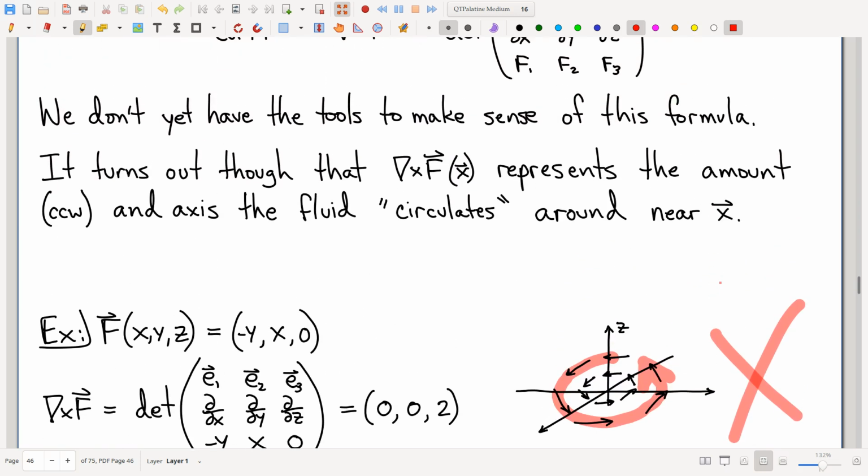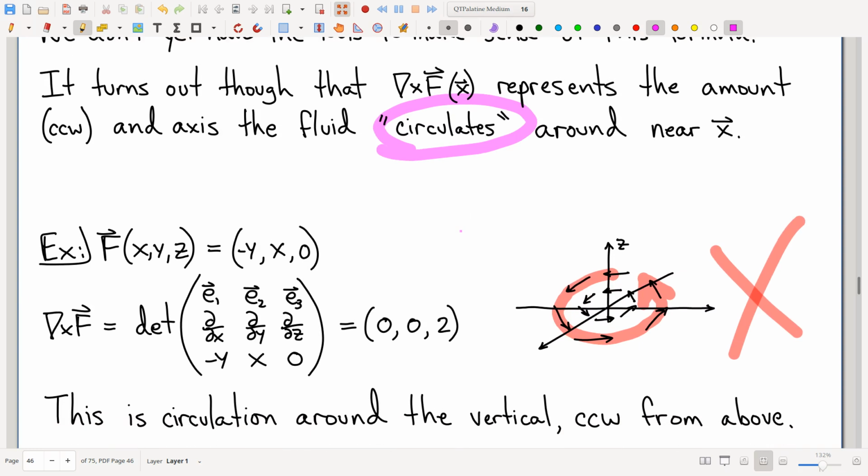This term that we use here, circulation, again, I haven't been able to give you a definition of this yet. So it's no one's fault that you would interpret this the wrong way, because I haven't given you a definition. Importantly, circulation is not about flow lines. It's just not.